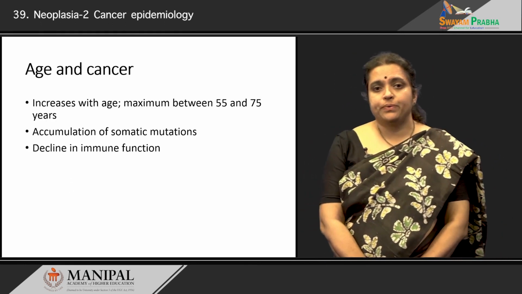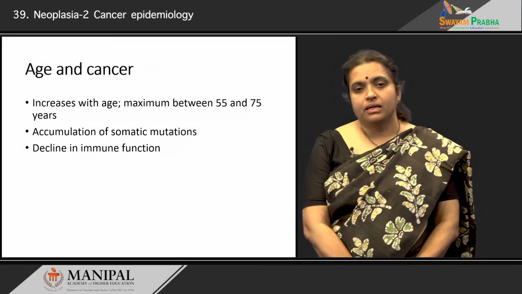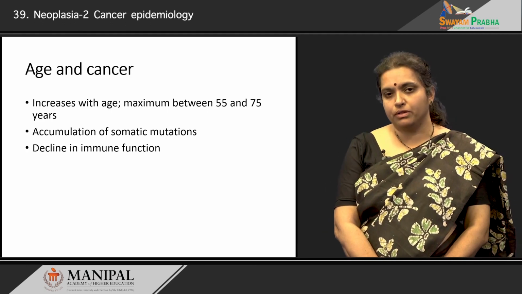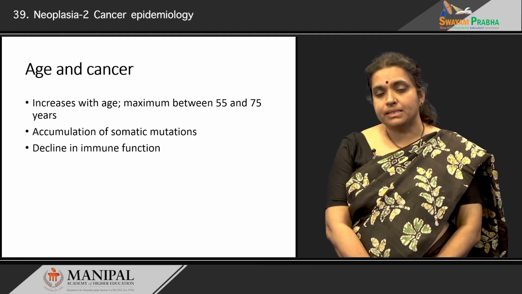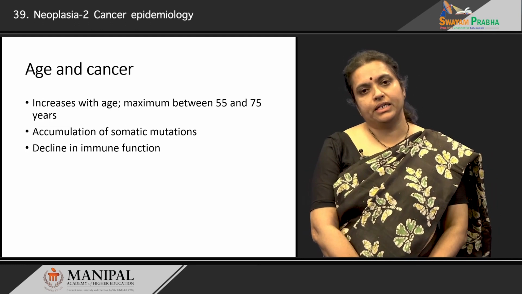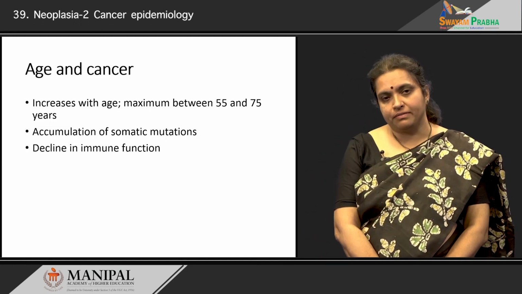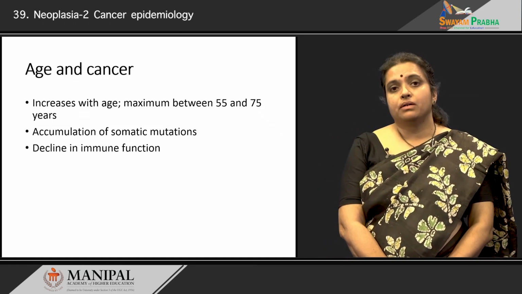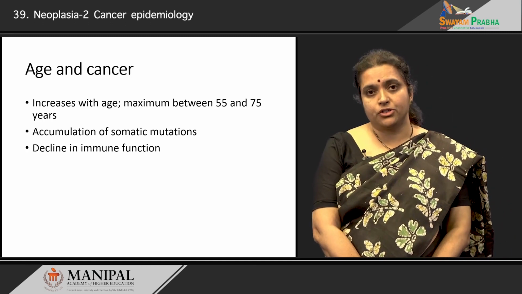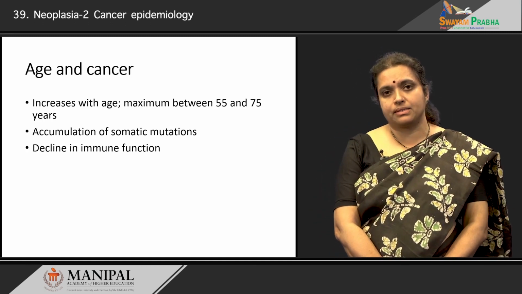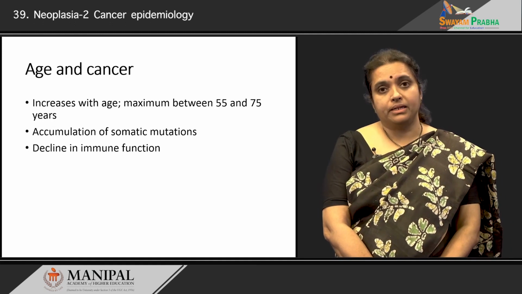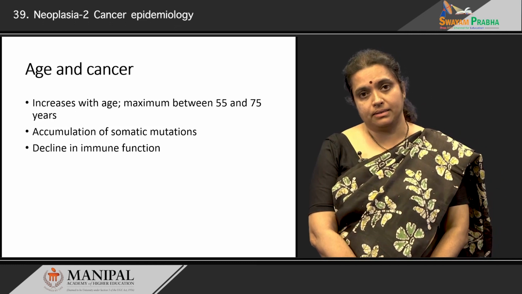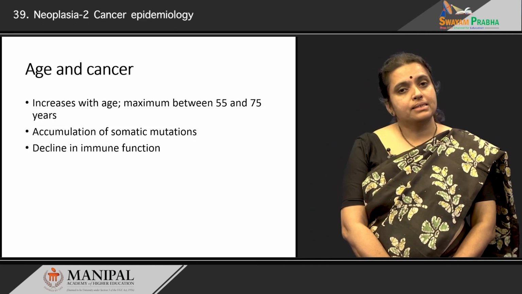What is the relationship between age and cancer? Now, cancer in general is a disease of an increasing age. So, the maximum number of cancers occur between the age group of 55 and 75. This does not mean that children do not suffer from cancer. Cancers are also known to occur in children. There are certain types of cancers that occur in children, but they are far less common when compared to cancers that occur in adults.